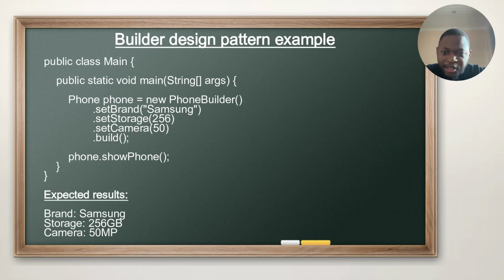Right below we have the phone.show. We're trying to invoke the show phone method, which should print out the brand that we've passed in, the storage value that we've passed in, and the camera megapixels value that we've passed in. So this is our builder design pattern.